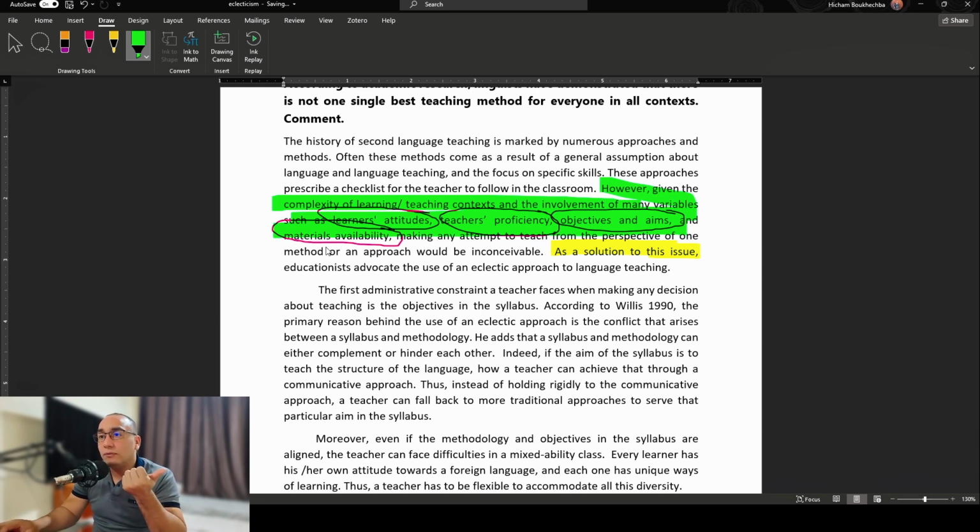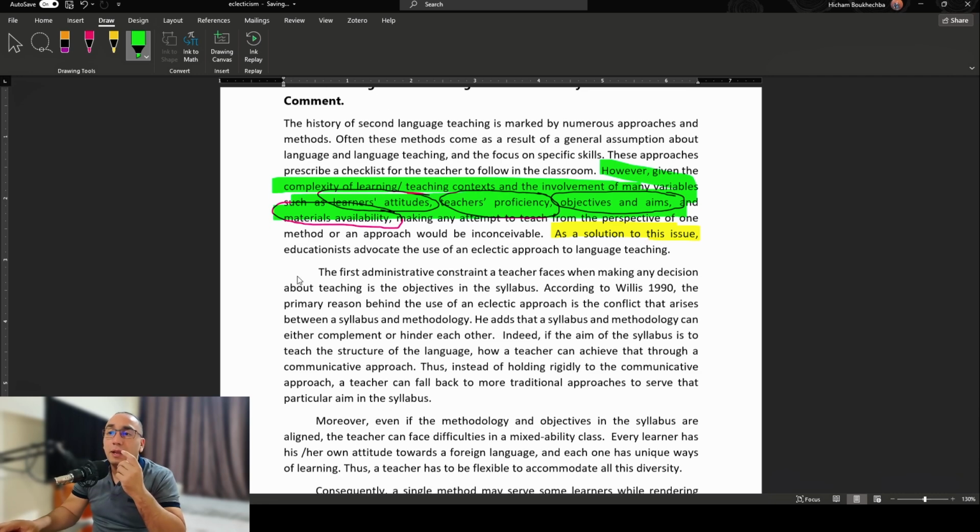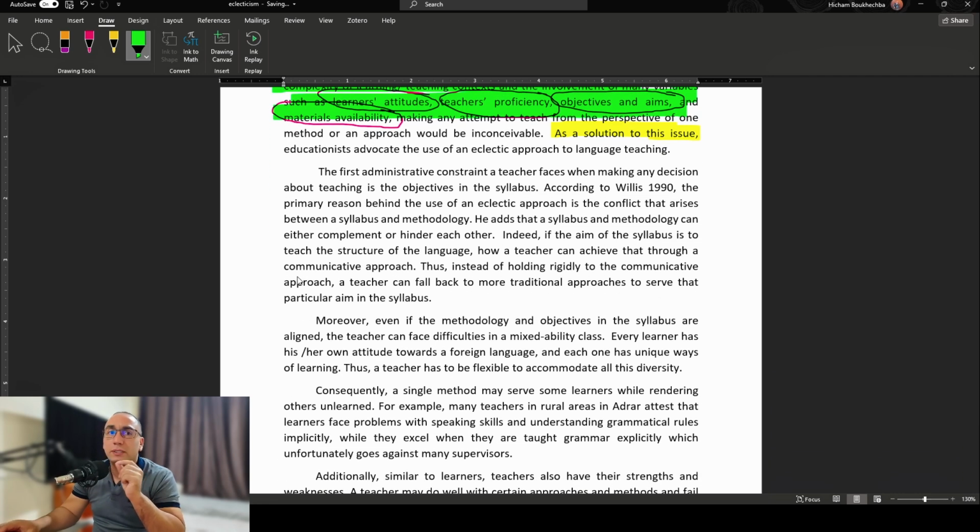So I'm going to develop learners' attitude. I'm going to develop teacher proficiency. I'm going to develop objectives and aims, and I'm going to develop material availability. And maybe I'm going to ponder the idea of eclecticism. Let's go to the very first paragraph.